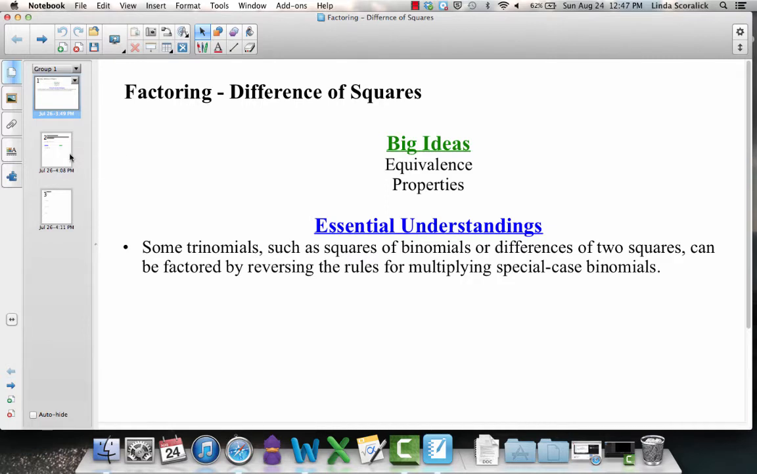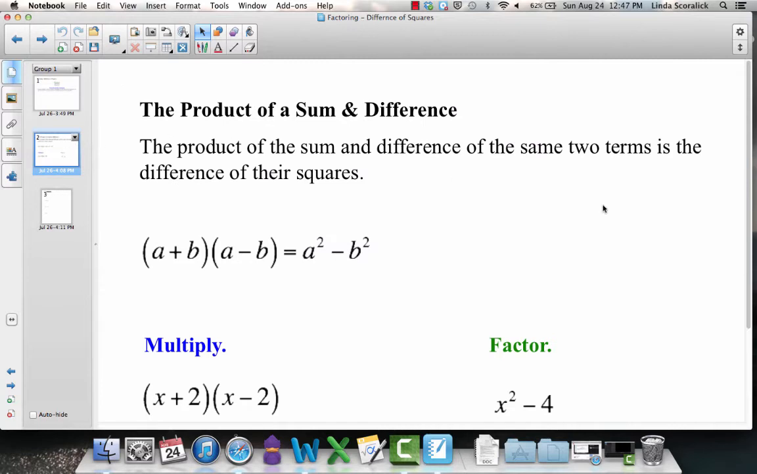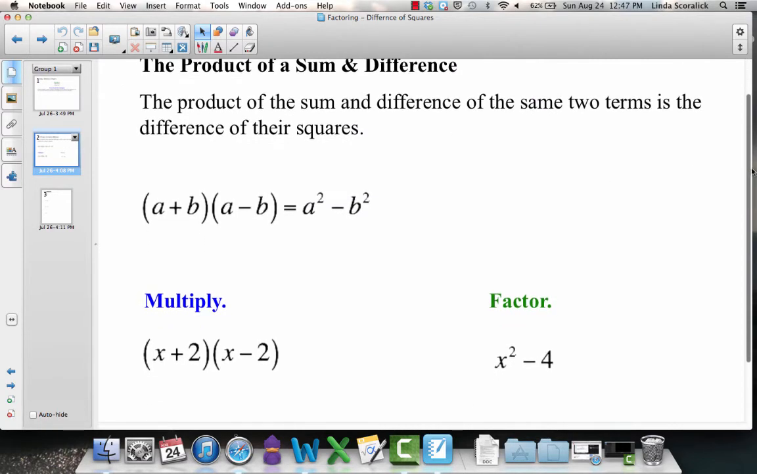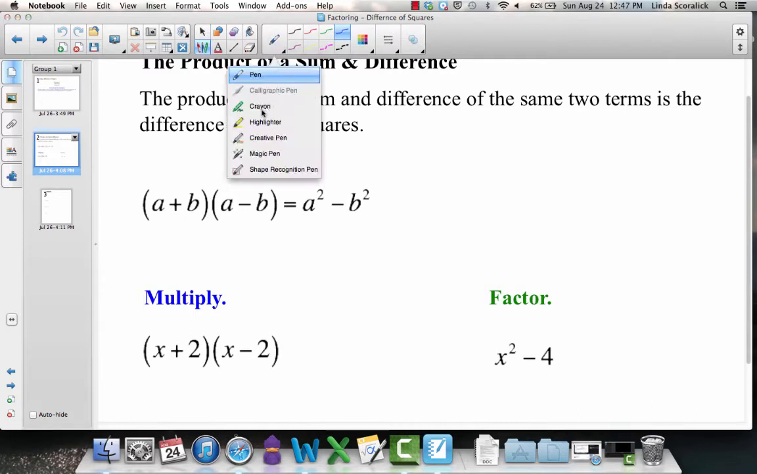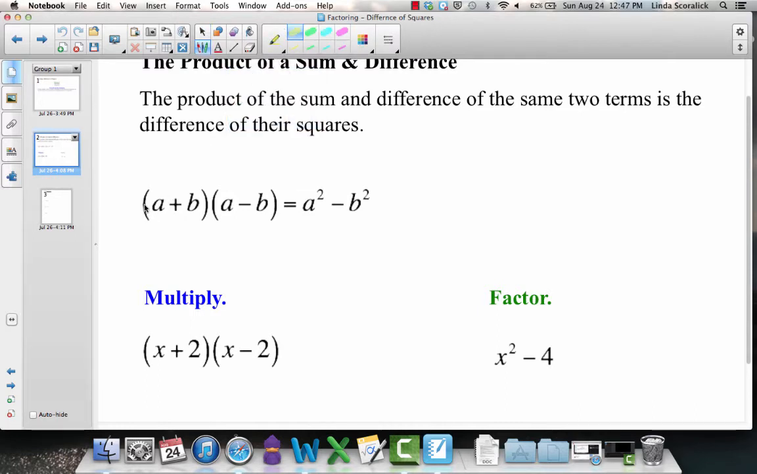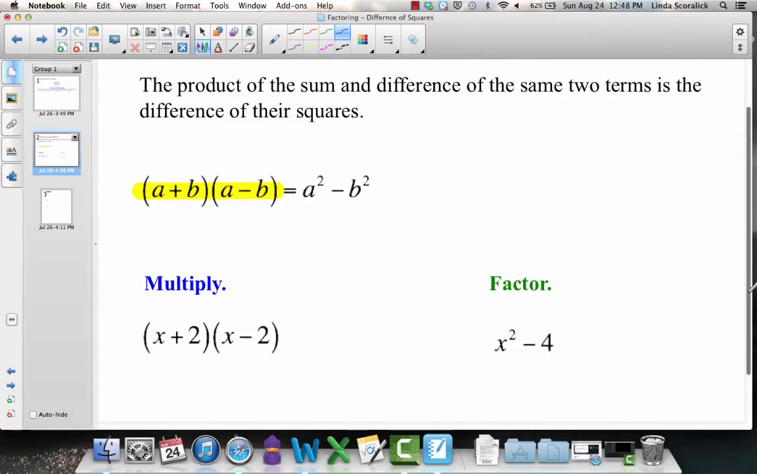Basically, we're looking today at factoring something called the difference of squares. So the product of a sum or a difference of the same two terms is the difference of their squares. So if you take a look here towards the center, we see that if we were to multiply a plus b and a minus b, we would end up with a squared minus b squared. And this really is the key to today's lesson. Let's take a look at a couple of examples here.